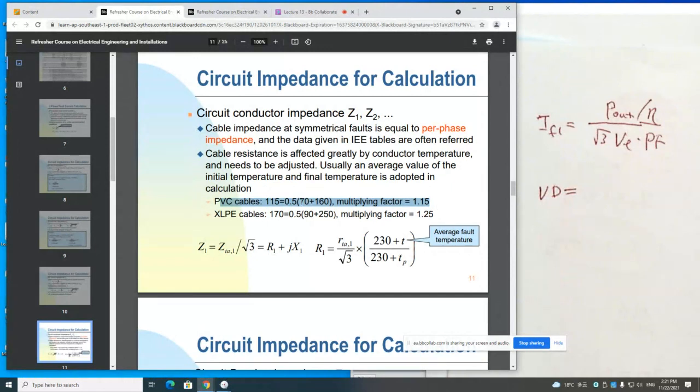You consider the initial temperature of the cable, which is 70 degrees, and the final temperature is 160 degrees, and then take the average value. Then use this formula here. This is a temperature factor, and this is the ambient temperature. Then you find that the factor here is 1.15. And for XLPE cable, this is 1.25. Is that clear?